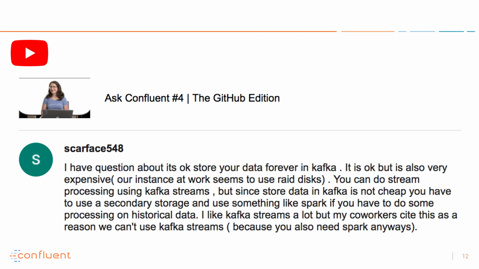And then he has two concerns. First, just storing data forever is not cheap. But also, if you want to use something like Kafka Streams and process historical data, Kafka Streams itself has its own state, which also uses storage. So there are somehow compounded concerns. Do you have any thoughts about that?